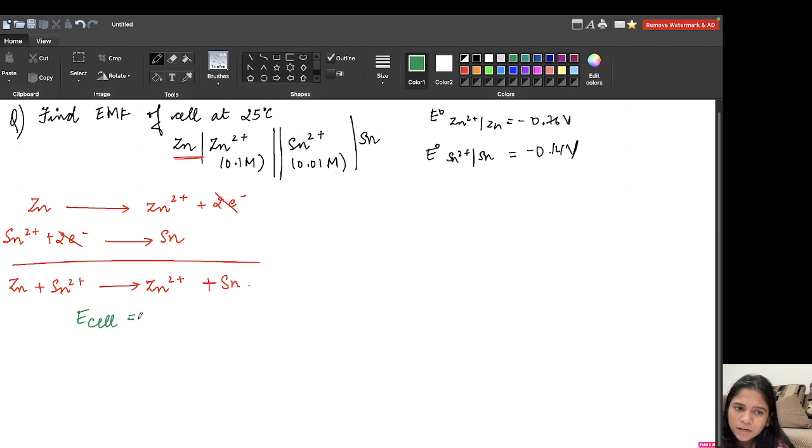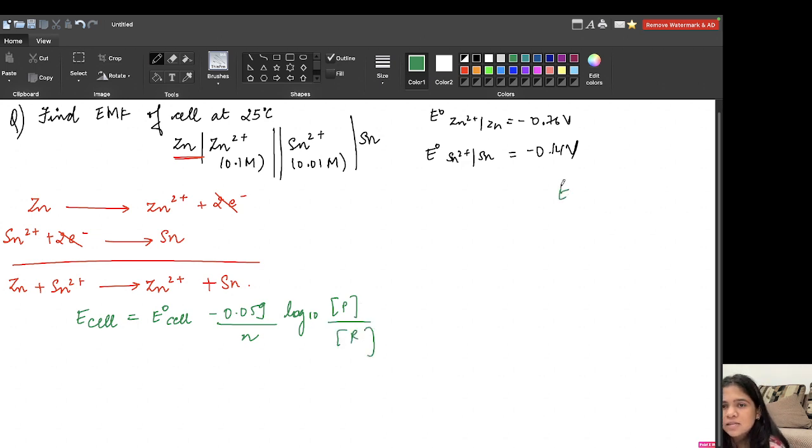What was the formula to find, what was the Nernst equation? E cell is equal to E naught cell minus 0.059 by n log base 10 of product over reactant. How do we find E naught cell? E naught cell is equal to E naught of cathode minus E naught of anode. What is cathode here and what is anode? This one is your anode, this one is your cathode. So cathode is minus 0.14 minus of minus 0.76. So you calculated, this one will become 0.62.